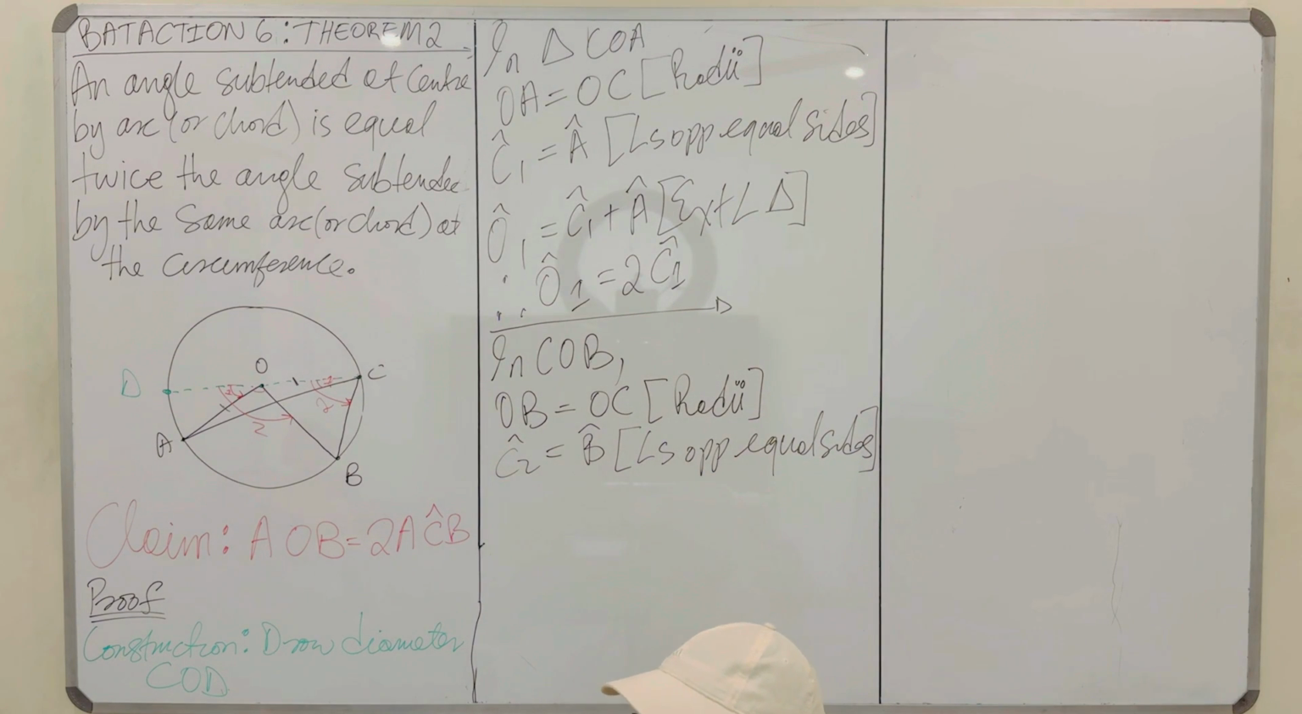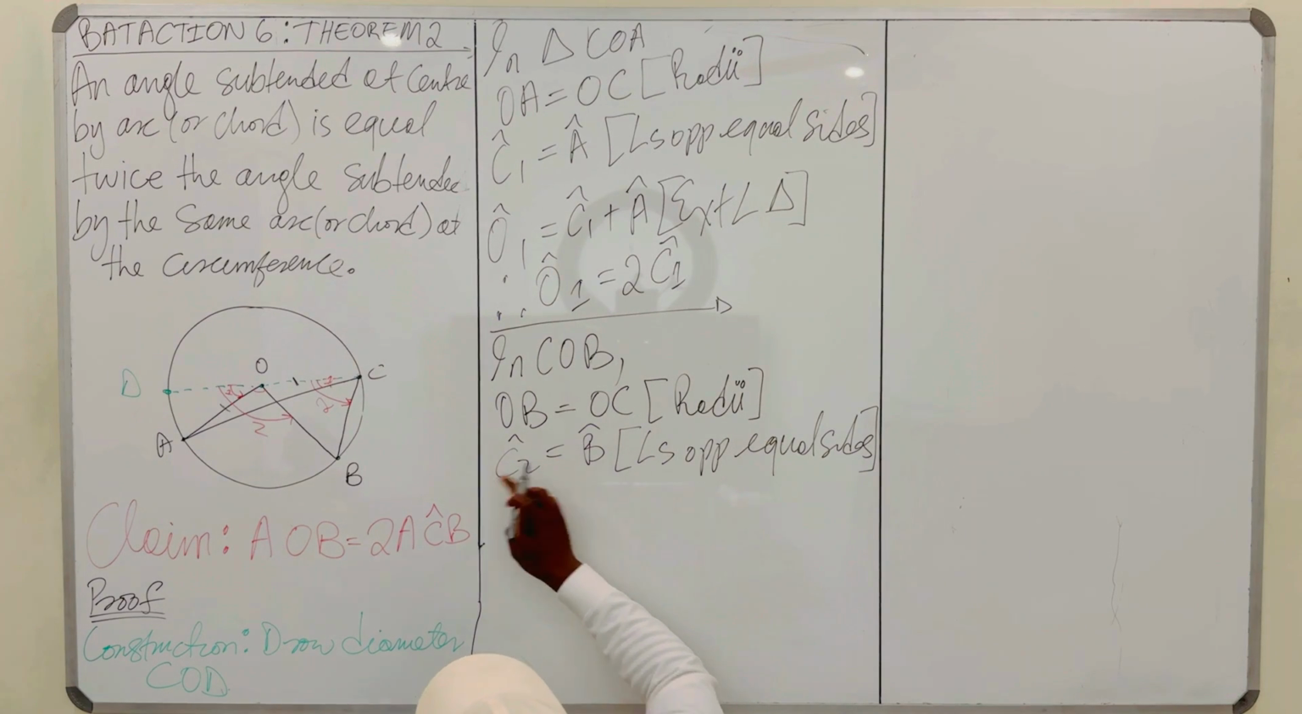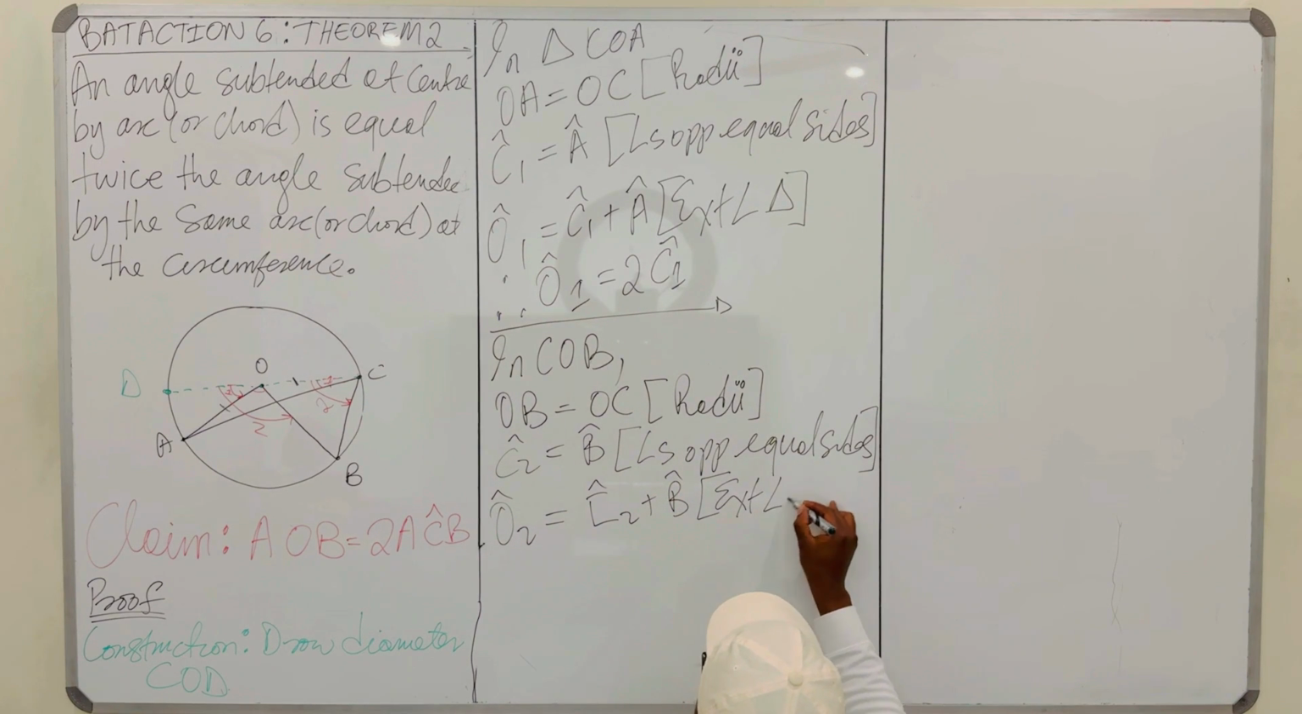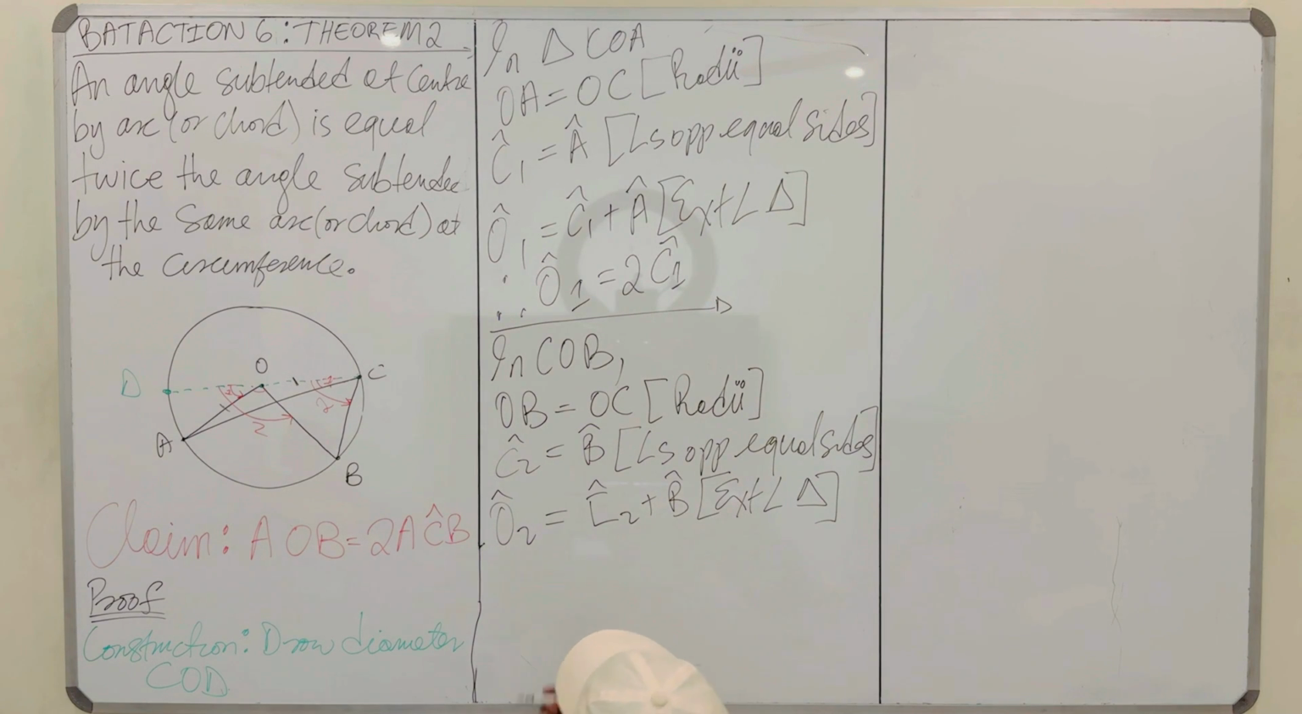Is everyone happy? In that case, if we add this angle and this angle, we get the exterior angle O2. So our O2 is equal to angle C2 plus angle B. The reason: exterior angle of a triangle. O2 is equal to 2 times C2, because this is equal to this, so you just substitute the way you did in the first one.